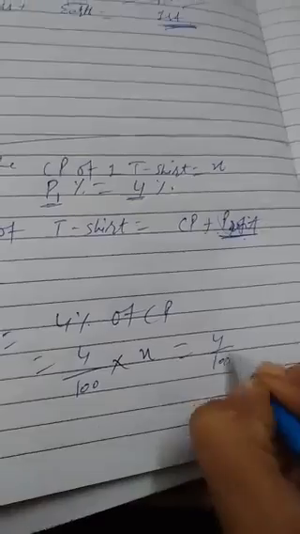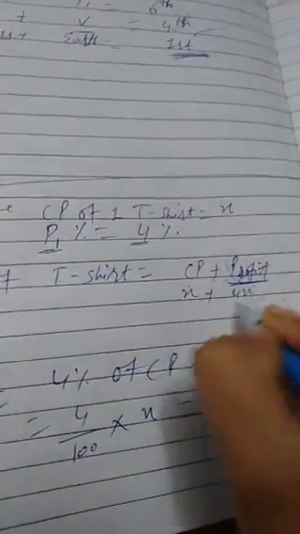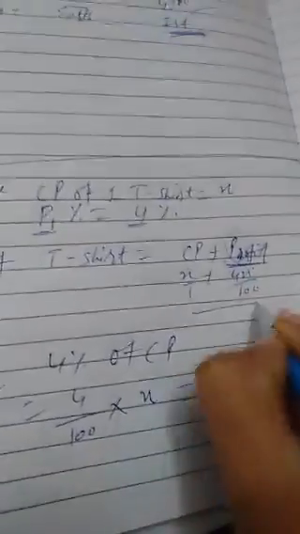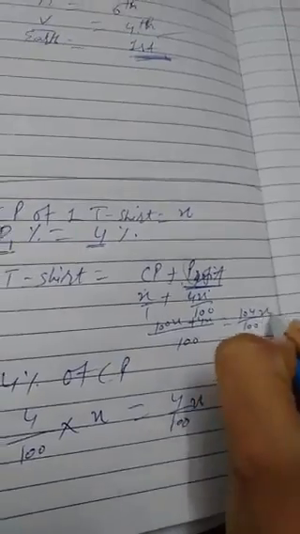For this we have to find firstly profit. Now profit percent is given, but we have to find firstly profit. Profit 1 is equal to 4% of CP. Profit is on CP. Now 4 by 100 into X. It means 4 by 100 X. Now CP is X. Profit is 4X by 100. 100 is LCM. 100X plus 4X is equal to 104 by 100 X.